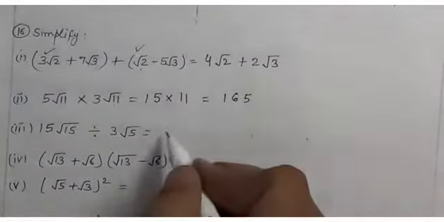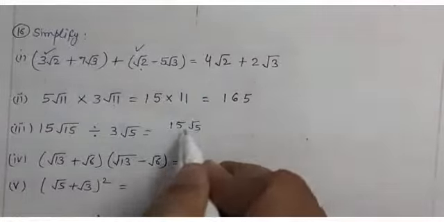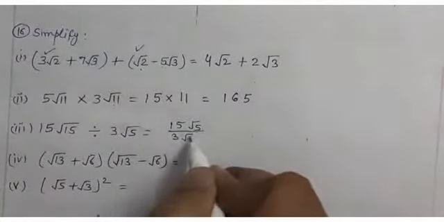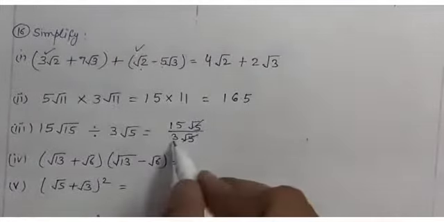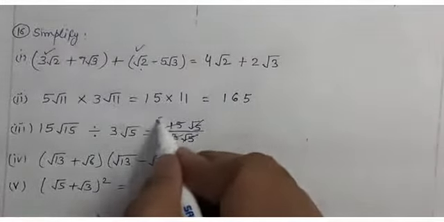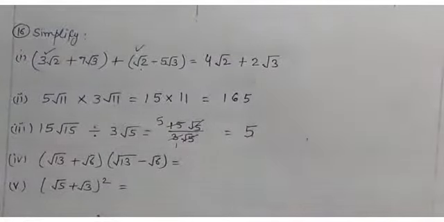This is the way. Okay, can I write like this here? 15 root 5 upon 3 root 5. Root 5 and root 5 cancel. 3 1s are 3, 3 5s are 15. What will be the answer? Answer is 5. Clear? Come on, the next.